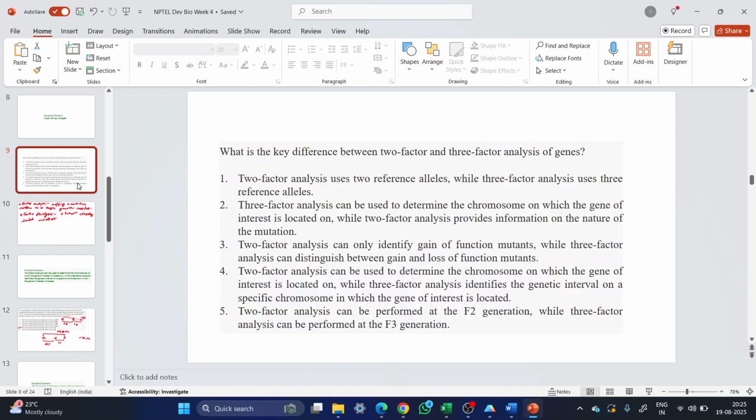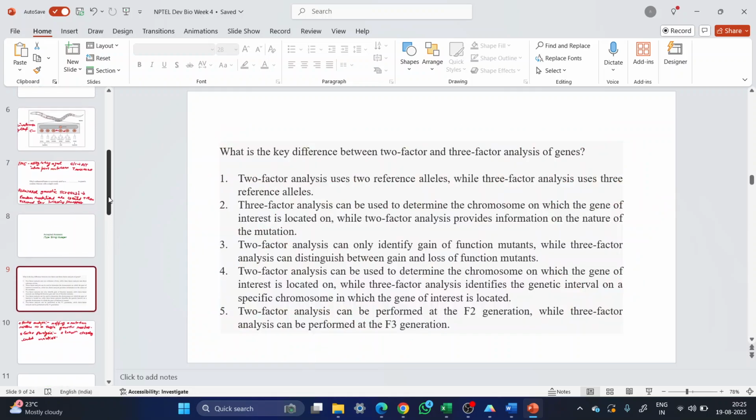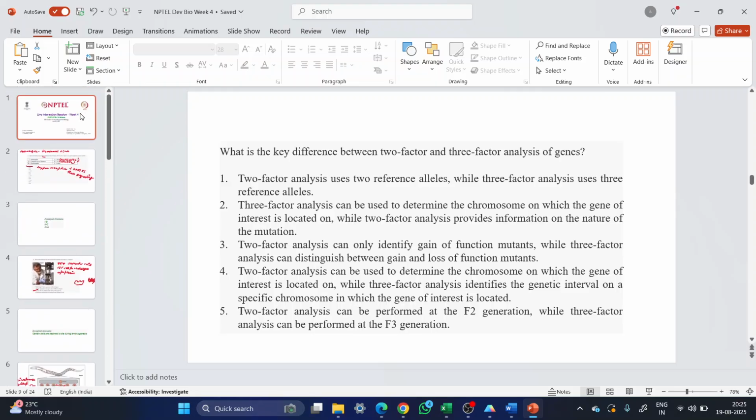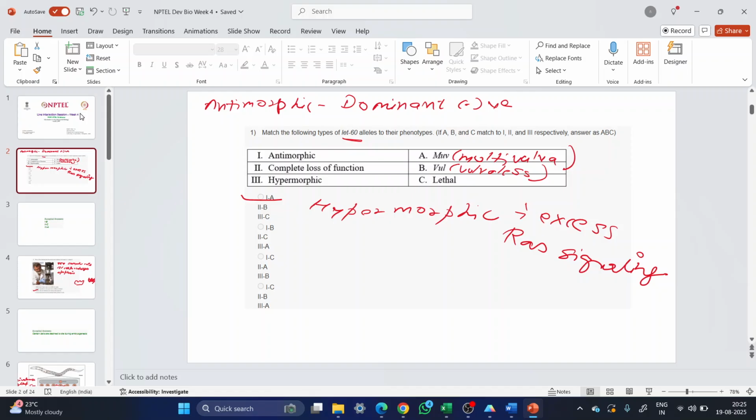Out of all the questions, the major things that you should remember are these. Antimorphic: what is the meaning of antimorphic? Antimorphic is dominant negative. What does dominant negative mean? It means that this kind of allele acts against the function of the wild type protein, and because it does so, it interferes with the normal functioning of the wild type protein. Therefore, it is dominant negative. It is a loss of function mutation.